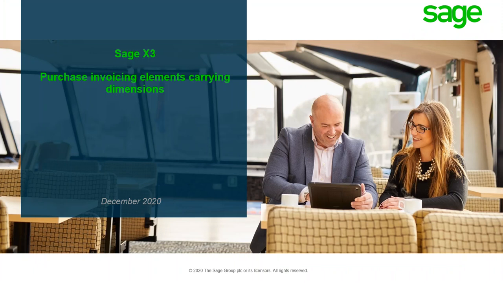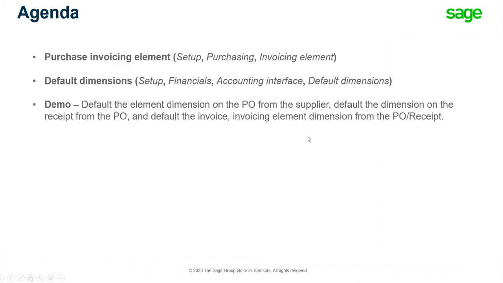Today's session I'm going to talk about purchase invoicing element carrying dimensions. So I'm going to discuss the setup of the purchase invoicing element, default dimensions, and a short demo to explain how the invoicing elements with dimensions get carried over from the PO to the receipt or to the invoice. So let's take a quick look at the setup of the default dimensions and the purchase invoicing elements, and then we'll run through a scenario.